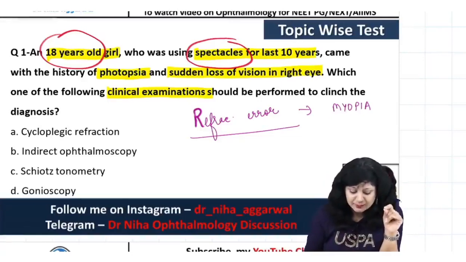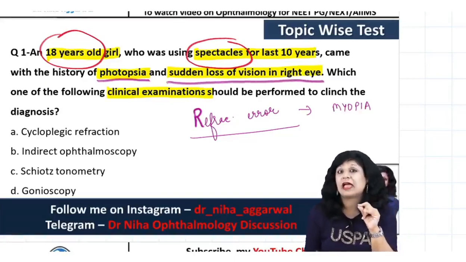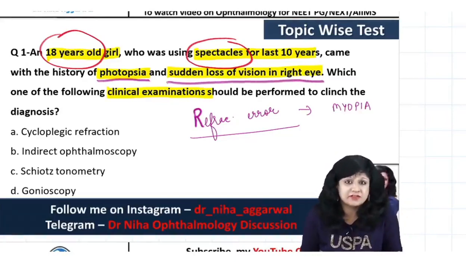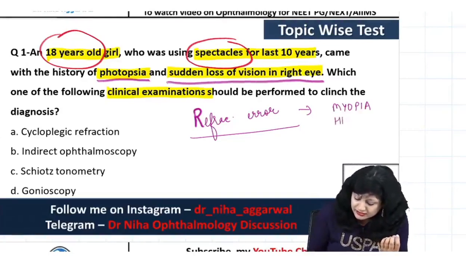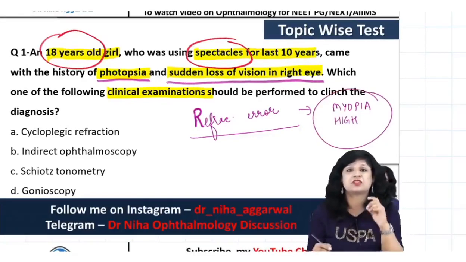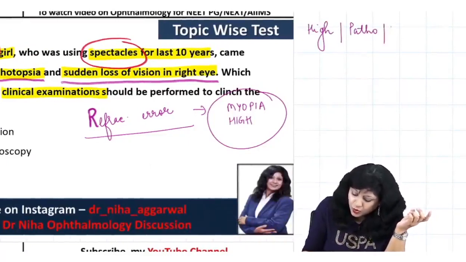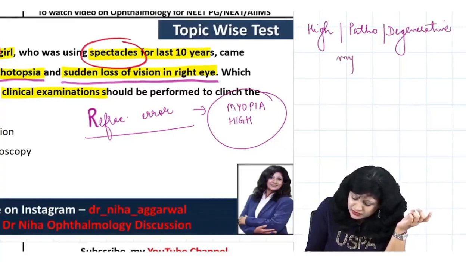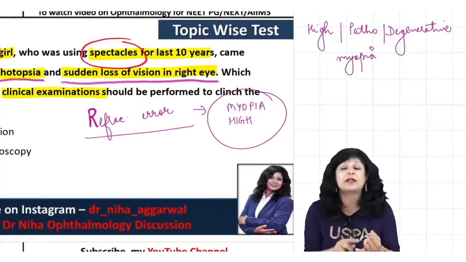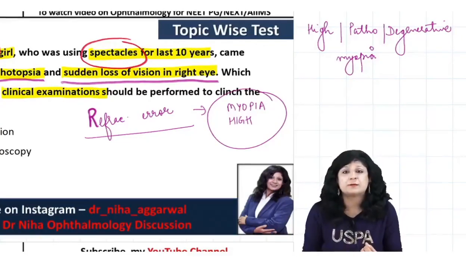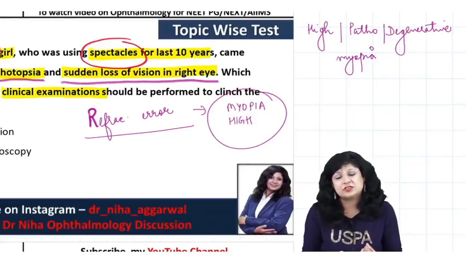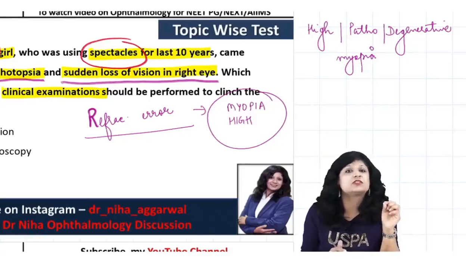Now she has come up with a history of photopsia and sudden loss of vision. That means there was some pathological refractive error. So that can be your high myopia. This high myopia is also called pathological myopia or degenerative myopia. So this patient is having high myopia, the pathological variety of myopia which causes degenerative changes. So this question is based on the complications of high myopia.